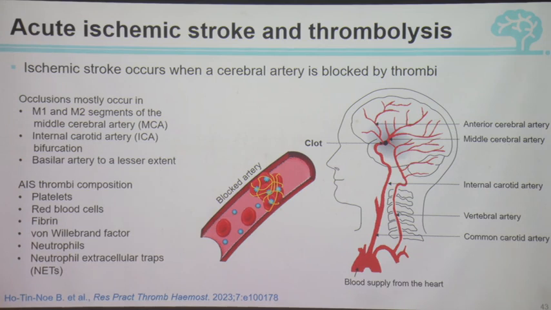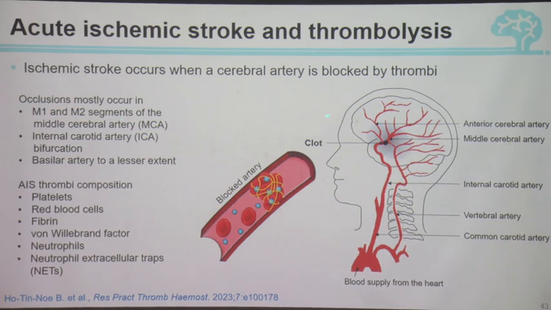Here we focus a bit more on the thrombus that is formed in the cerebral arteries, and how to model the dissolution of this clot through the use of drugs. The drugs are known as thrombolytic agents. Just some background: the occlusions that cause ischemic stroke mainly occur in what are known as the M1 and M2 segments of the middle cerebral artery.